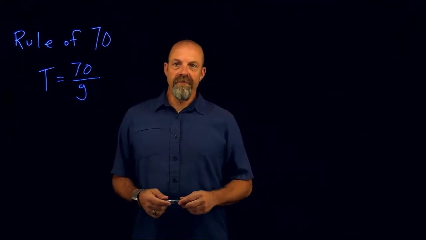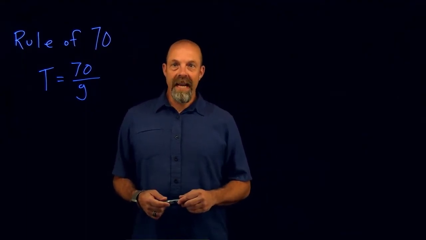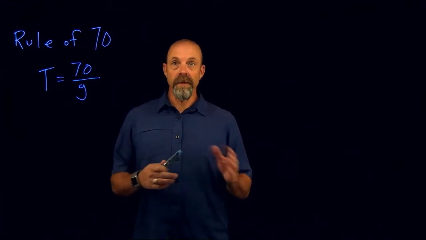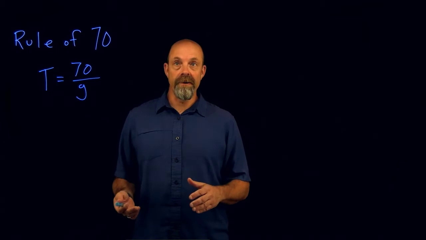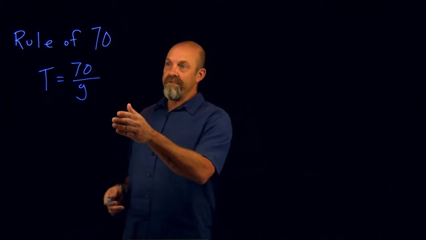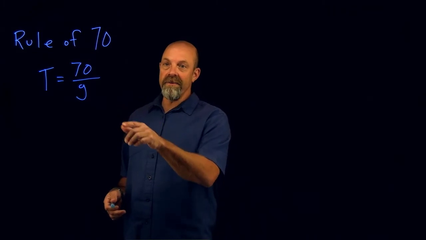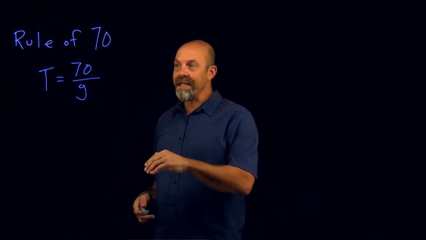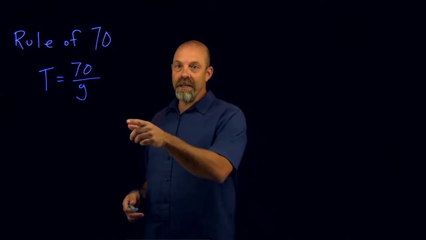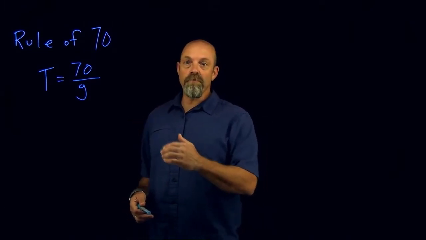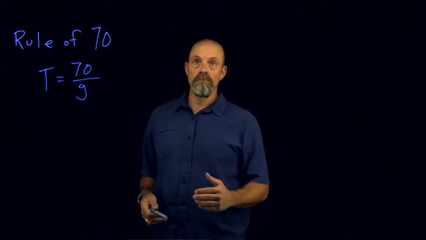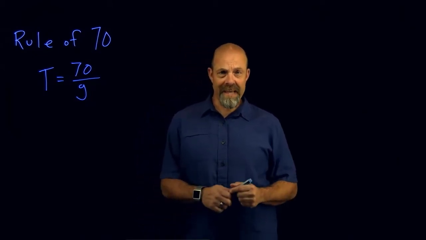The rule of 70 is a shortcut method that estimates how long it takes an economy to double in size, assuming an economy is growing at an average growth rate over time. So the formula for the rule of 70 is T equals 70 divided by G, where T is the time that it takes for an economy to double, and G is the average percent of growth rate expected into the future. So let's take a couple of examples.